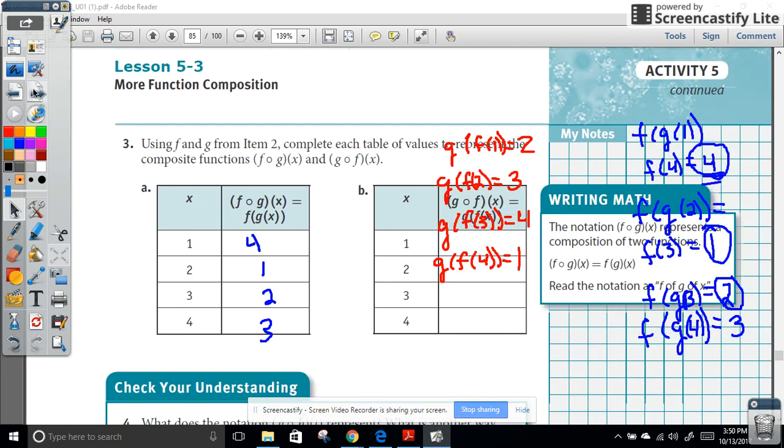Those are right in the way. So the answers are, let me change colors. 2, well here, let me do it right here. 2, 3, 4, 1. Okay, I just don't have time or a space to write it in there. But 2, 3, 4, 1.